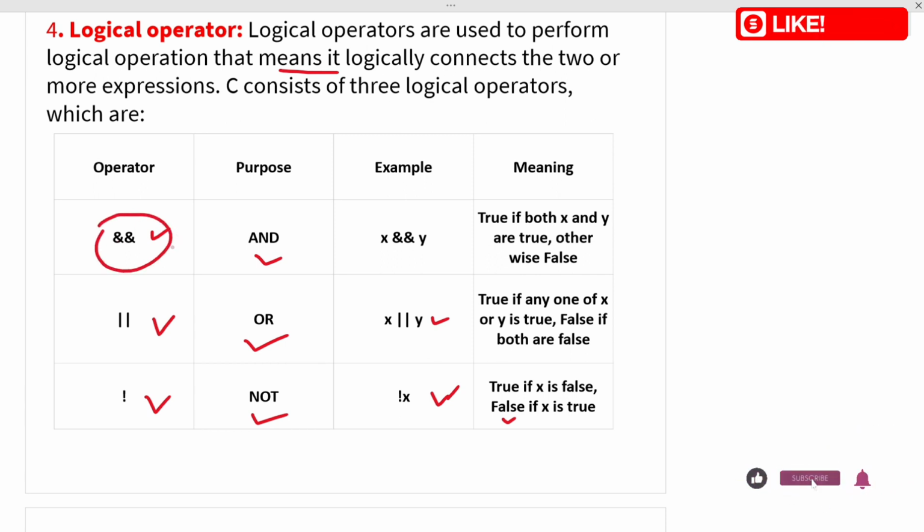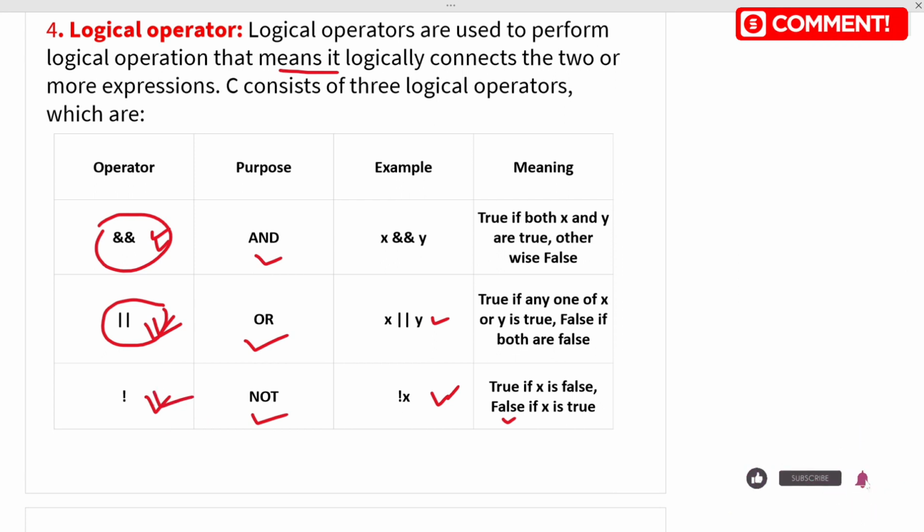logical AND means simple multiplication, and logical OR means simple arithmetic addition. And this NOT is the inverse or opposite.